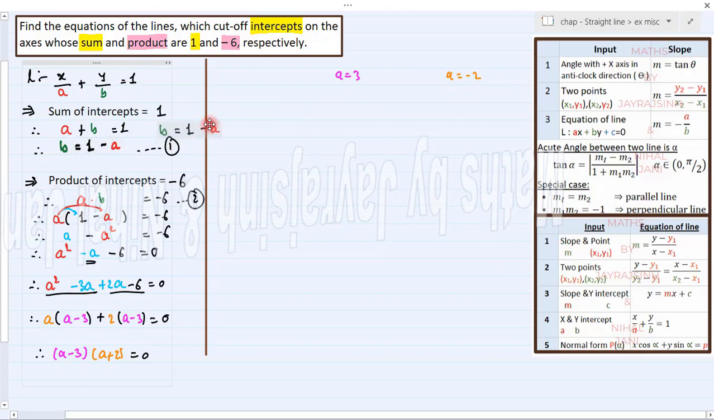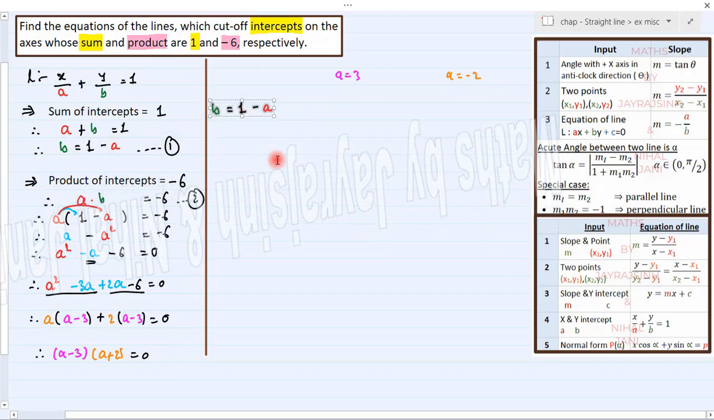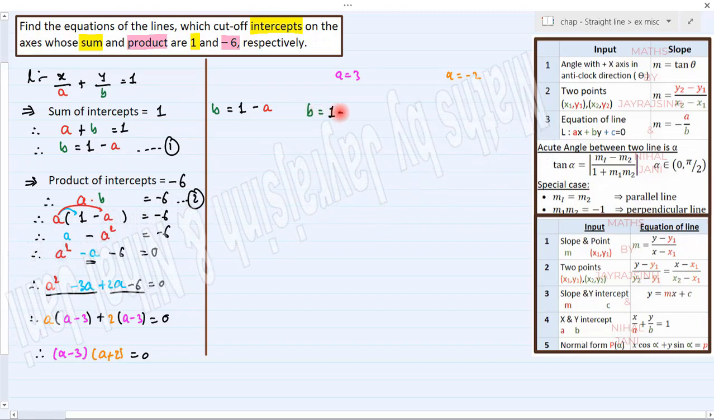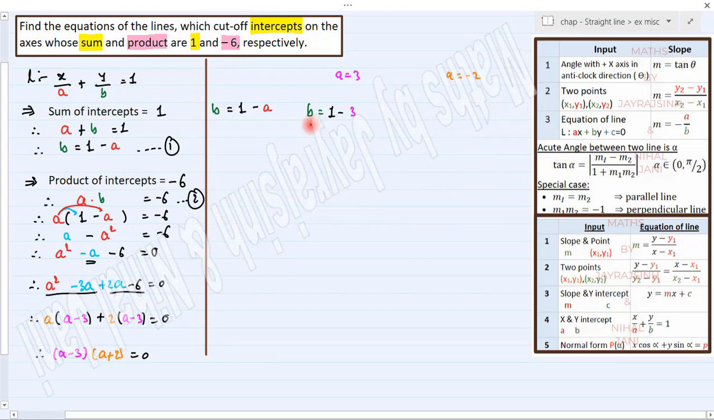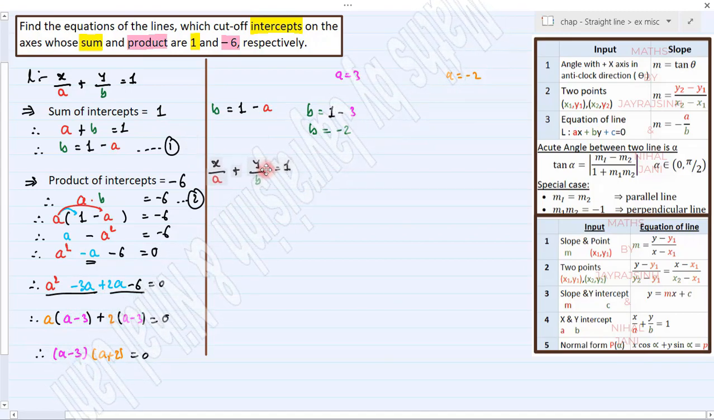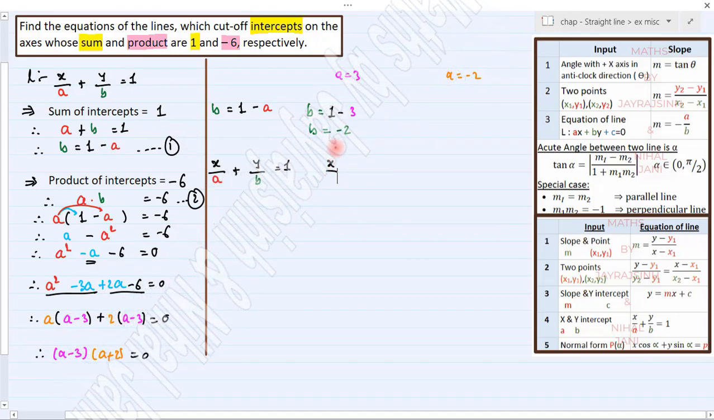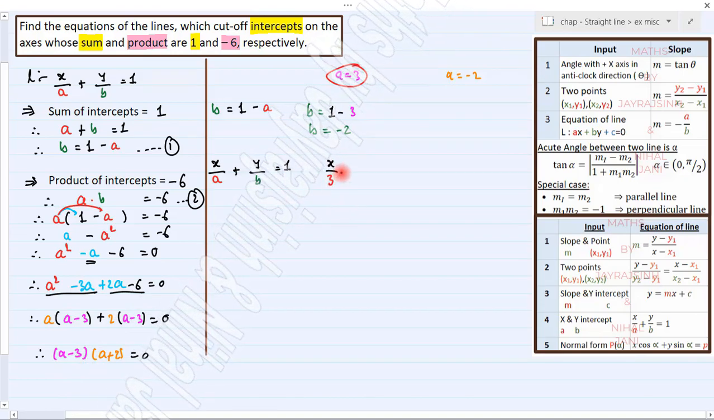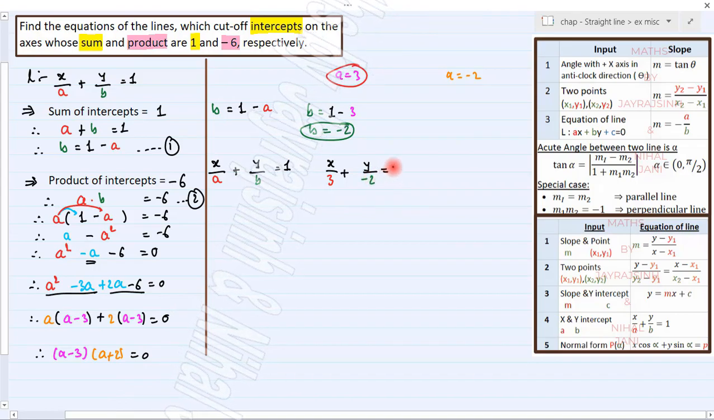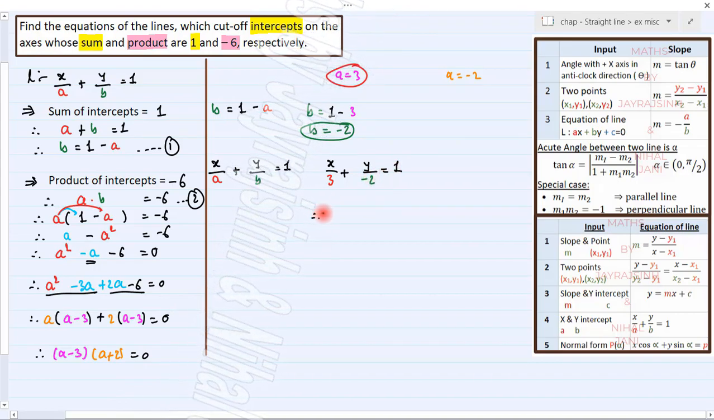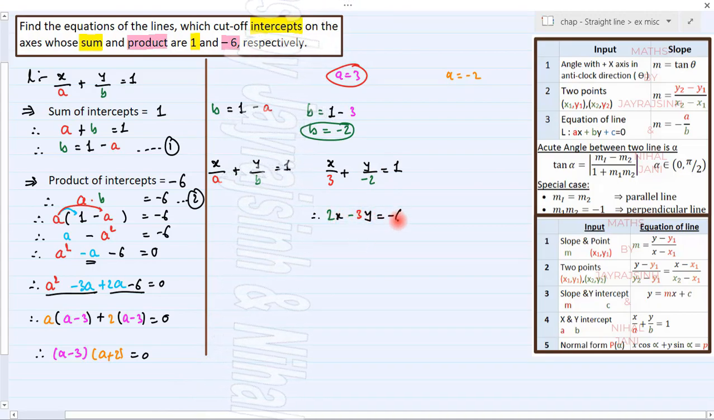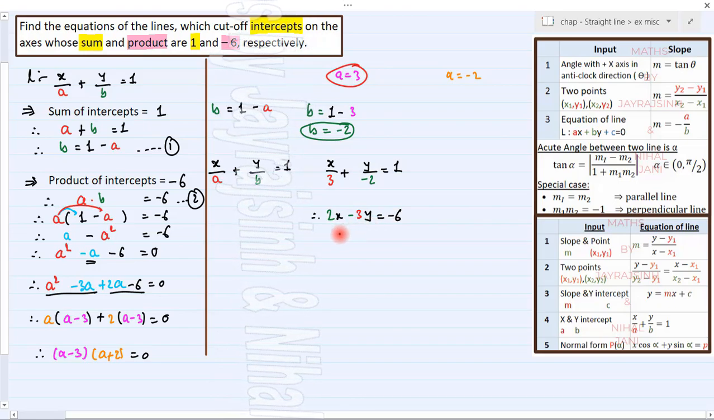Now we need to get your second unknown, which is b. From the first equation we can say for the first case b must be 1 minus a, which with a equal to 3 will give us b equal to minus 2. So we are ready to obtain the equation of the line: x/a, which is x/3, and y/b, which is y/(−2), is equal to 1, or we can say 2x minus 3y is equal to minus 6, which is your first equation of line.